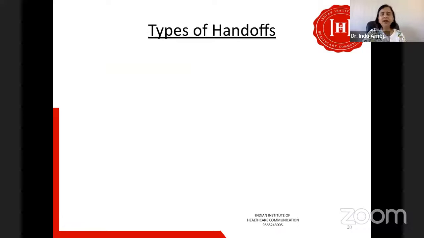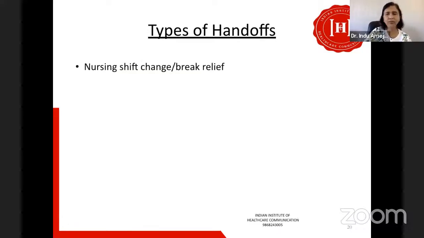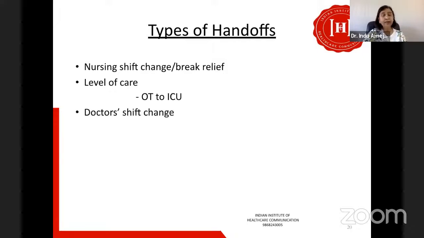So different handovers, I think we all have seen. Most common, I think, is between the nurses. Then there can be a handover when there is a change in the level of care. For example, the patient is moving from OT to ICU or from ICU to ward. Even between doctors, when there's a shift change, it's supposed to be a proper formal handover. Physicians, when they are transferring the patient from their care area to another one.